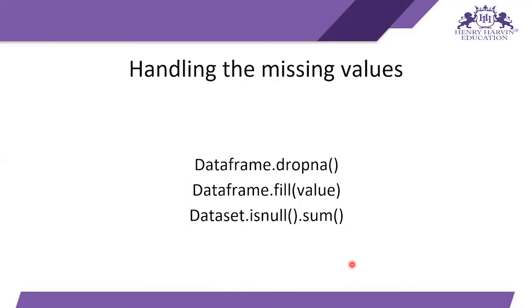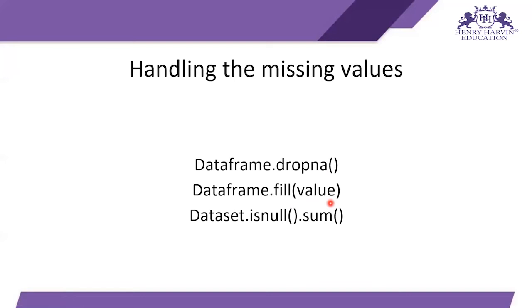Next comes handling the missing values. If you have some missing values in your data frame, you can get rid of them by typing data frame dot dropna parentheses. By just typing this, the columns having null values will get dropped. And if you want to fill those null values, you can type data frame dot fillna with a value, and the NaN or null values will get filled.